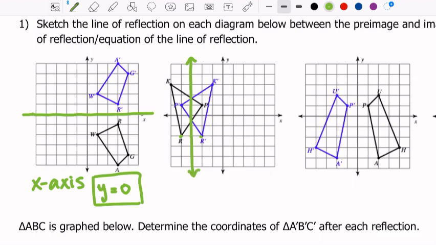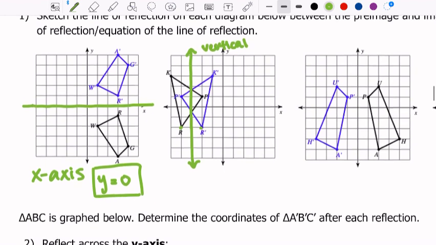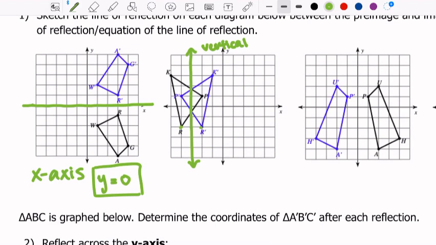Okay, so now we need to write the equation of this. It's not the x-axis, it's not the y-axis. We actually have to write an equation for it. I see that this is a vertical line. And so vertical lines are going to have the equation starting with x equals. So I think that this is going to be x equals, let's see, -1, -2, -3. This is x equals -3.